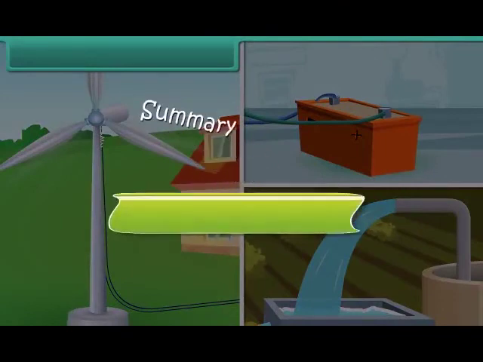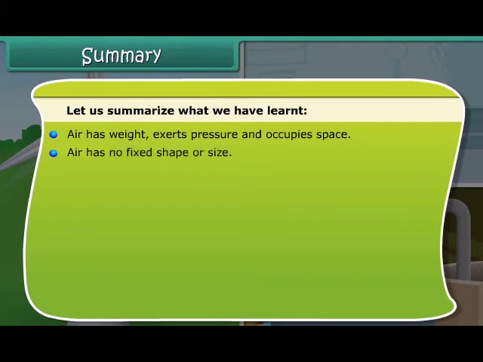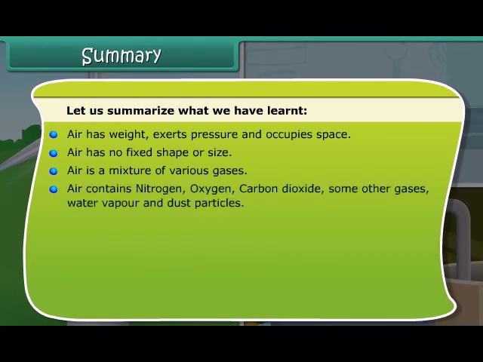Summary. Let us summarize what we have learned. Air has weight, exerts pressure, and occupies space. Air has no fixed shape or size. Air is a mixture of various gases. Air contains nitrogen, oxygen, carbon dioxide, some other gases, water vapor, and dust particles. Every component of air has an important role to play.